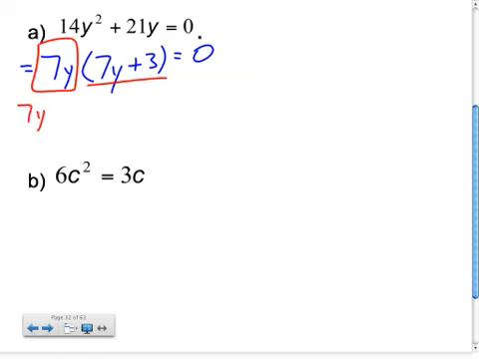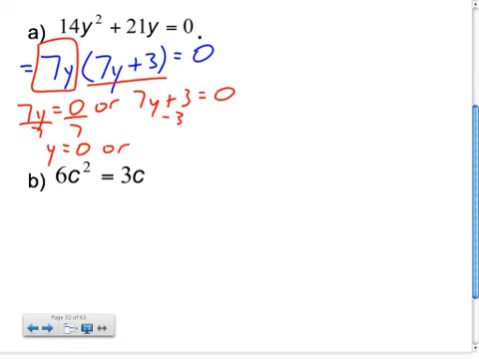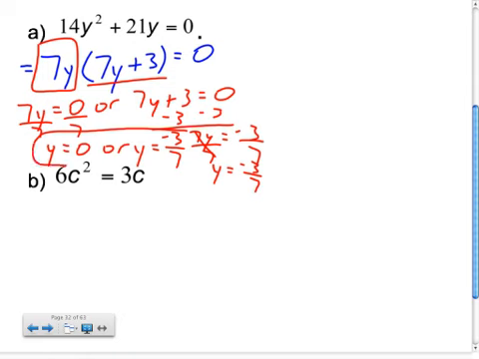That means either the 7y is 0 or the 7y plus 3 has to be 0. Divide by 7 here. So y is either 0 or, when I solve this side, I get 7y equals negative 3. Divide by 7 on both sides. Y is negative 3 over 7 would be my second solution here. Okay? Again, factor out the greatest common factor and then use your zero product property.